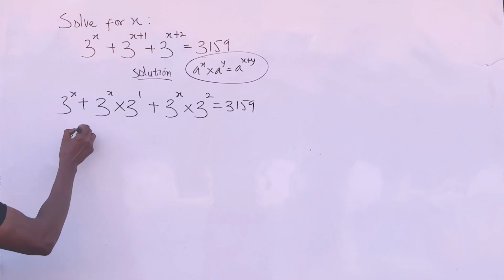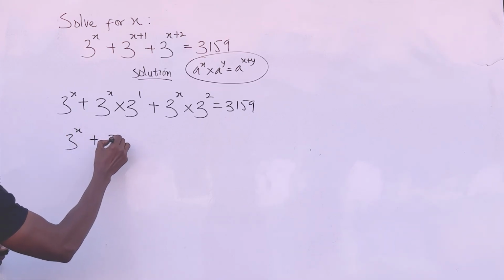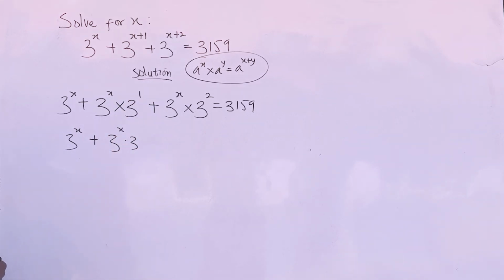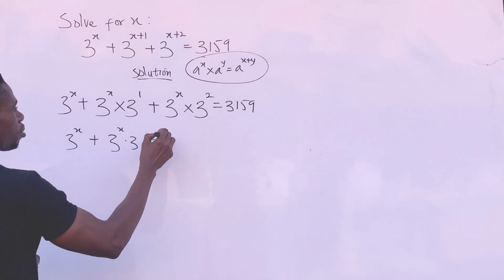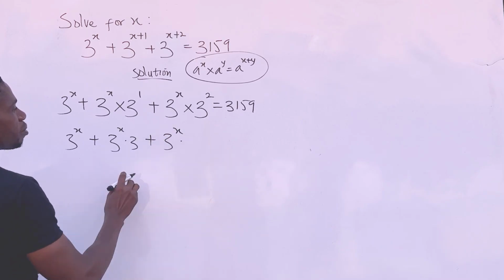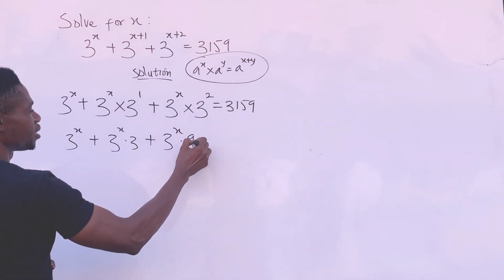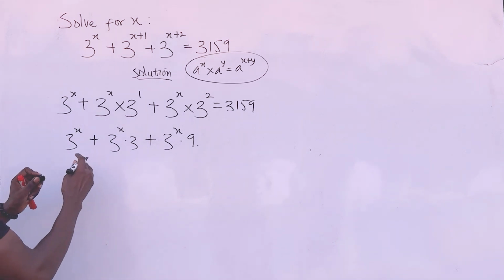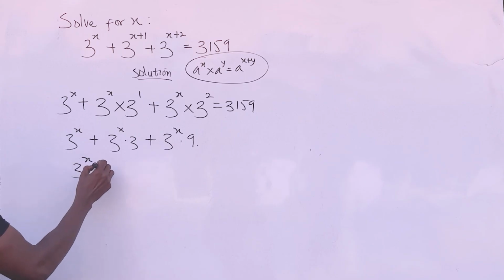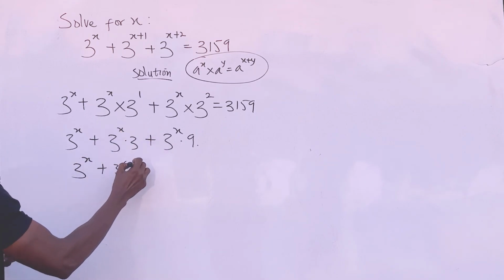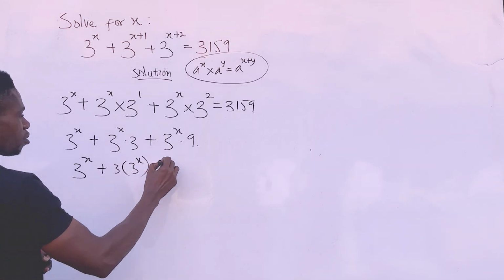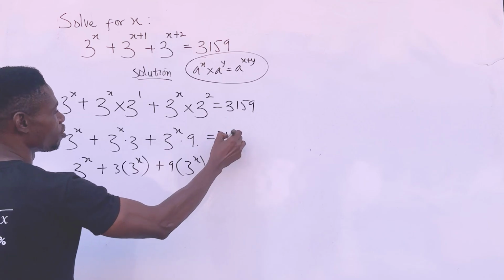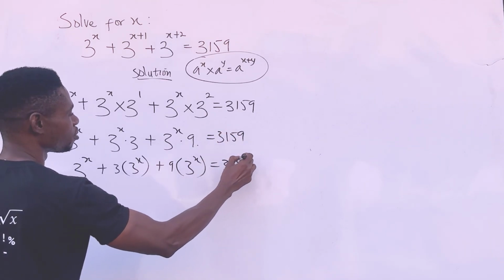Now let's proceed. So here we'll have 3 raised to power x plus 3 raised to power x multiplied by 3 raised to power 1, which is 3, plus 3 raised to power x multiplied by 3 squared, which is 9. Let me write it in a clearer way. So we have 3^x plus 3 multiplied by 3^x plus 9 multiplied by 3 raised to power x. Sorry, this is equal to 3159.